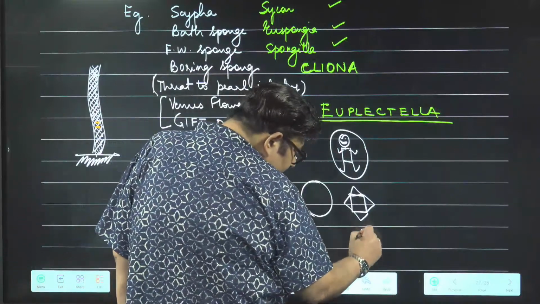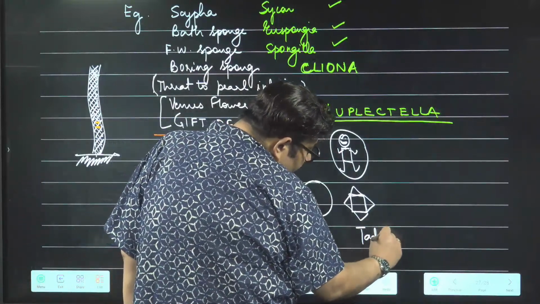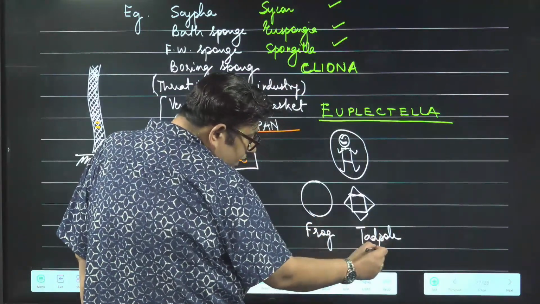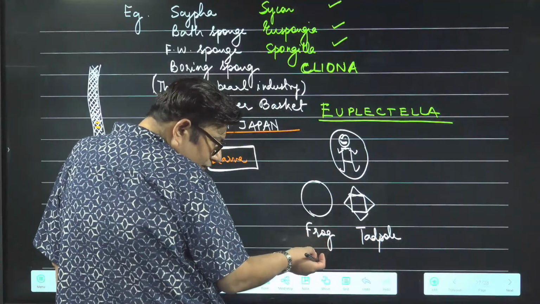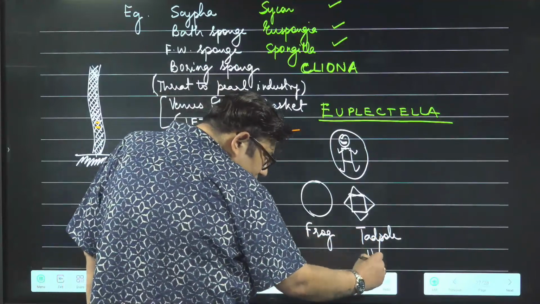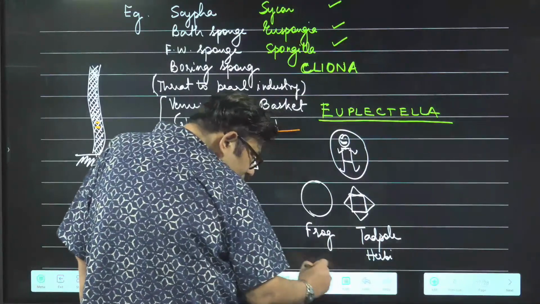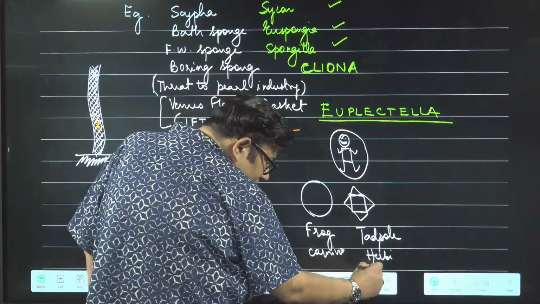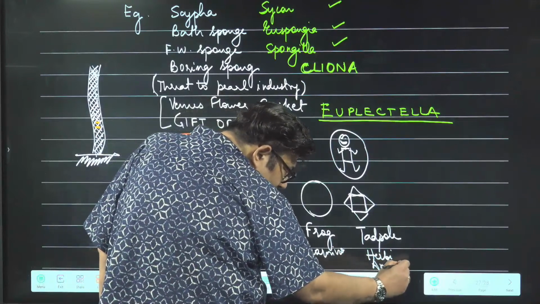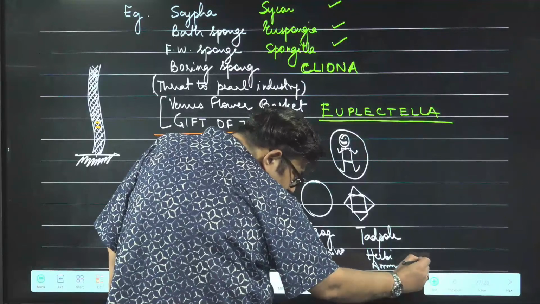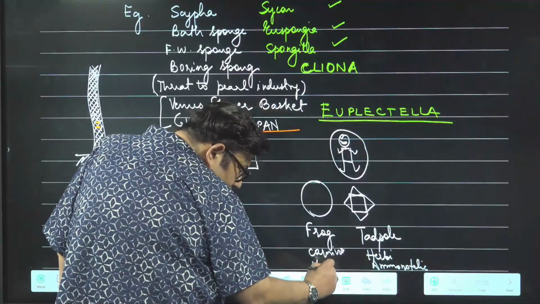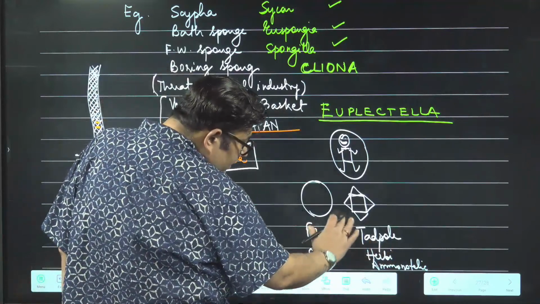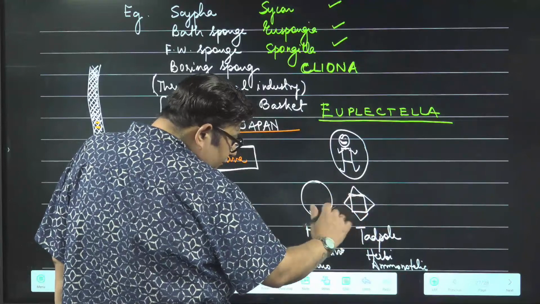For example, the tadpole of a frog. See how the adult frog looks. A tadpole looks like a fish, not like the adult frog. The tadpole is herbivorous. The adult frog is carnivorous. The tadpole is ammonotelic. The frog is ureotelic. So structurally and physiologically, this form is quite different from the adult.